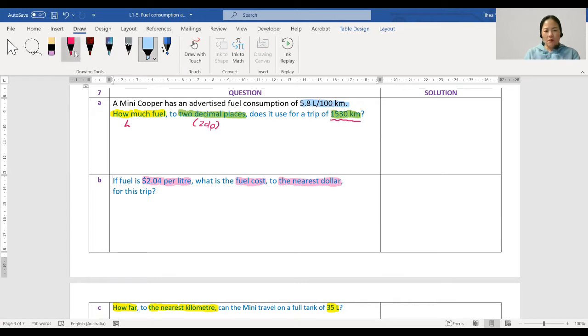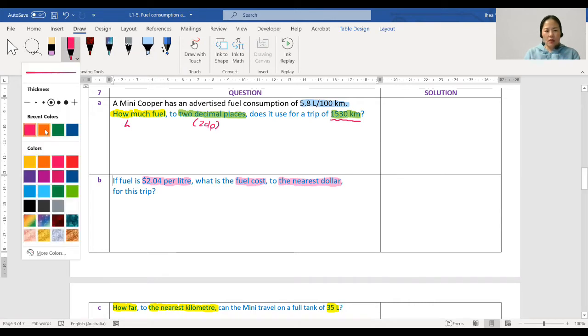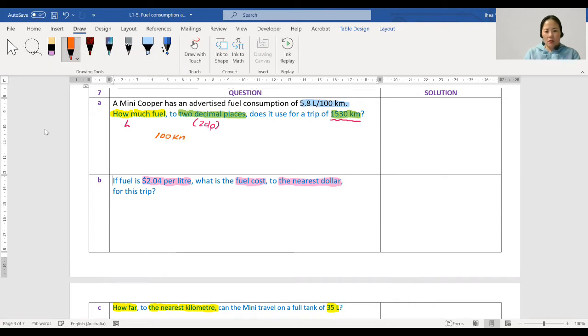So what's the best thing you can do on this one? 100 kilometers equals 5.8 liters, and you want to know 1,530 kilometers, how many liters? If we could find how much fuel we use for 1 kilometer, we can find 1,530 kilometers. What do we call this method? Unitary method. You're making it into 1 unit, and then you times by the unit that you want.